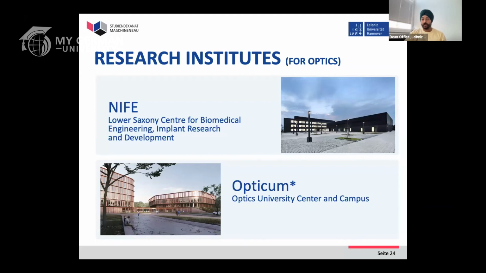And then we have the upcoming Opticum, I think it's the only one of its kind. It's an optics center and campus, so it will be a whole campus just for optics. It's still being built, but it will be finished in 2 to 3 years.